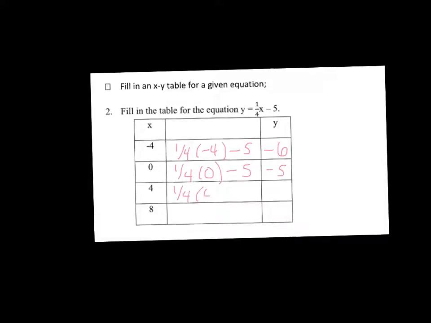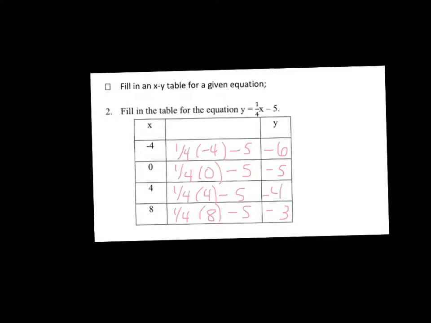1/4 times 4 is 1, minus 5 would be -4. And 1/4 times 8 is 2, minus 5 is -3. And that's really all you're doing on these. Depending on what the table is, you would pick x values accordingly.